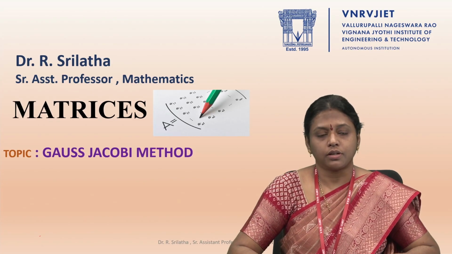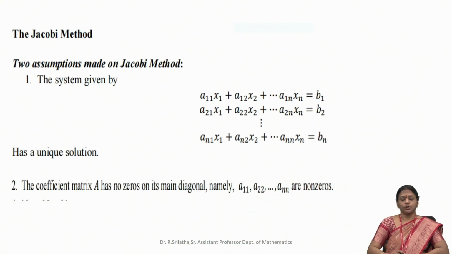Now coming to the Jacobi method, before entering it, the generalized system of equations is given by a11 x1 plus a12 x2 and so on up to a1n xn, equal to b1. Similarly, a21 x1 plus a22 x2 and so on up to a2n xn, equal to b2. Like that we can write the generalized n linear equations in n unknowns.